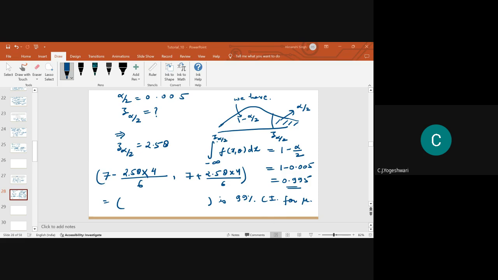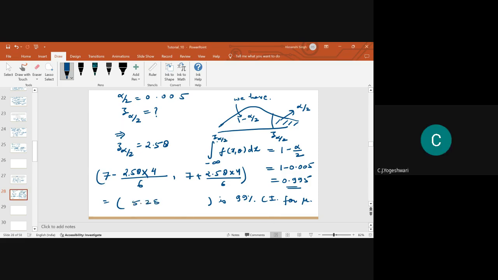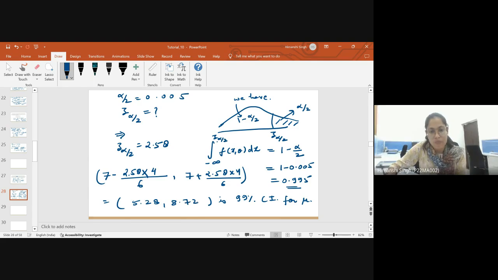5.28, 8.72. Right, so this will be the 99% confidence interval. So you just see the table where the areas are given, and be conscious about finding out the values of this z alpha by 2.